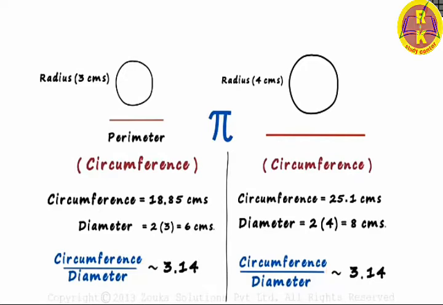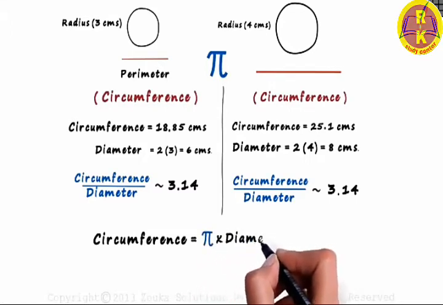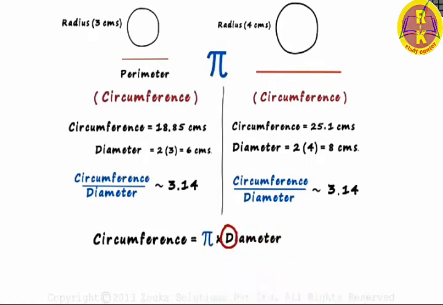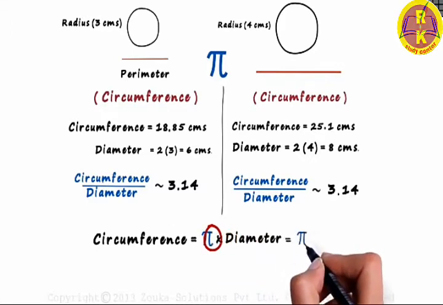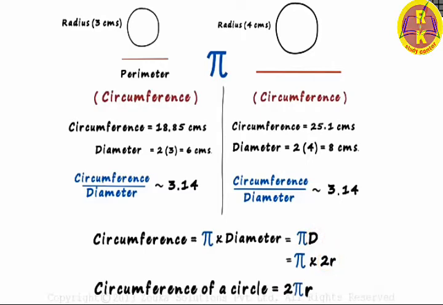Now let's zoom out and deduce a formula for the circumference. As the circumference by diameter equals pi, we can say that the circumference of a circle equals pi multiplied by the diameter. If we call the diameter d, then the formula can be written as pi multiplied by d, which can also be written as pi multiplied by 2r, because the diameter is twice the radius. So the circumference of a circle is written as 2 pi r. All we did was write this product a bit differently.